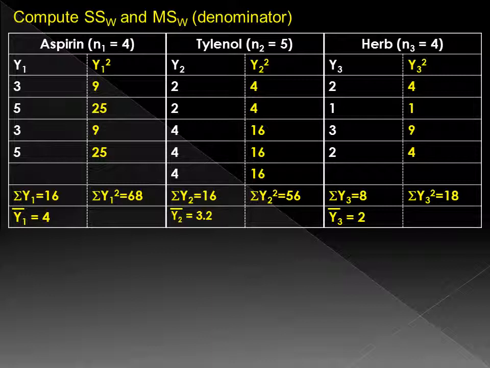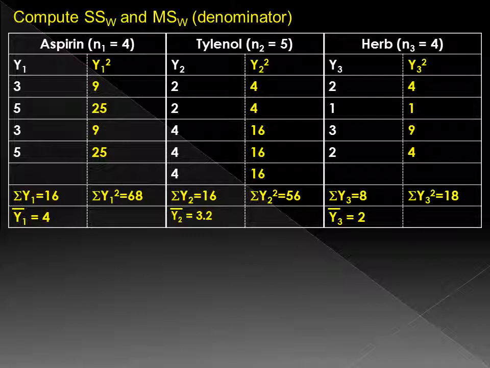We can use this table. Let's focus on each group. Let's focus on the aspirin group first. The first step is to compute the total score for the aspirin group. It is 16, sigma y1. Then the mean score for the aspirin group is 4. Then we square each individual score. 3 squared is 9, 5 squared is 25, 3 squared is 9, and 5 squared is 25. Then we add these squared scores together. We will have 68.